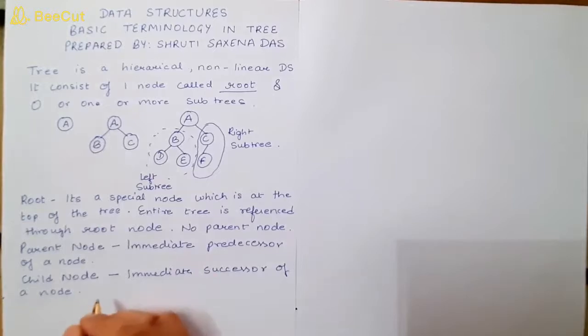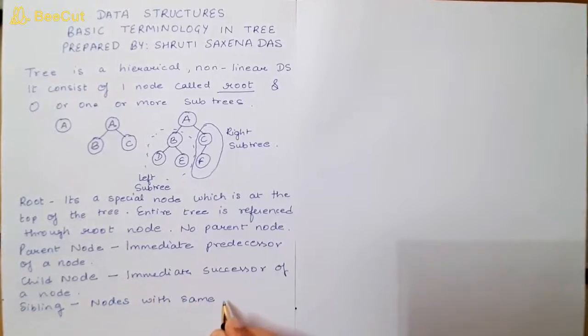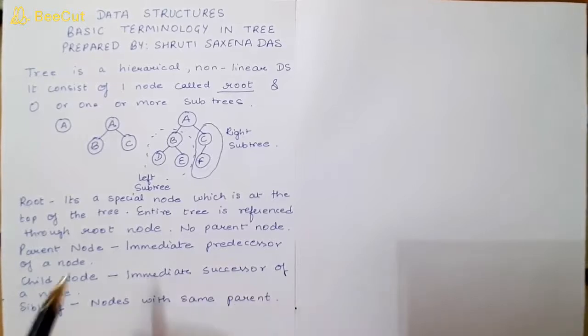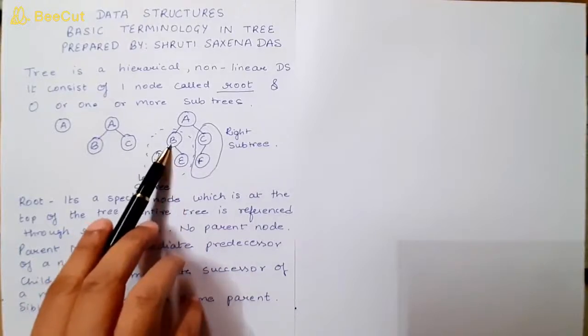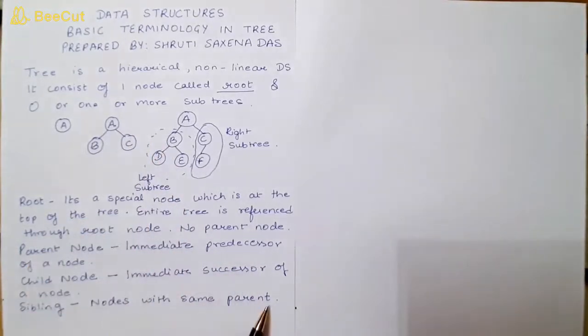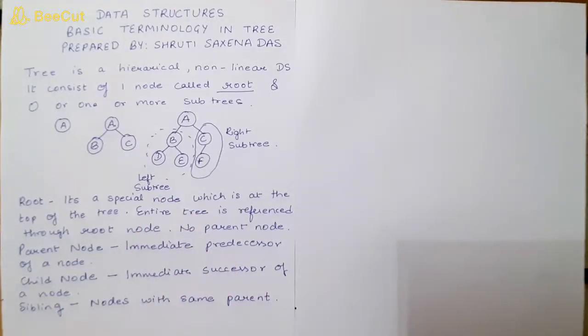If we talk about siblings, siblings are those nodes which have the same parent node. In this tree, D and E both have the same parent, which is B. So D and E are siblings.